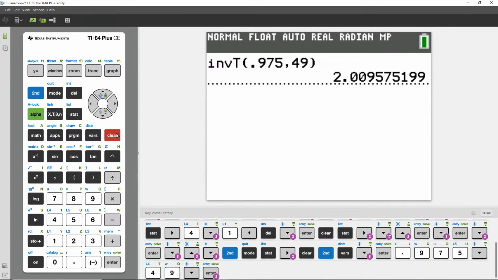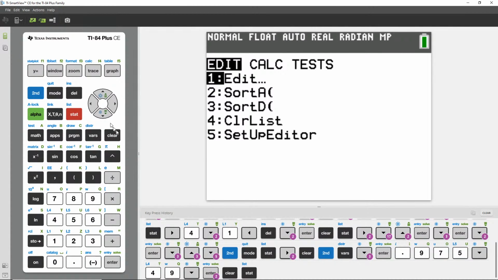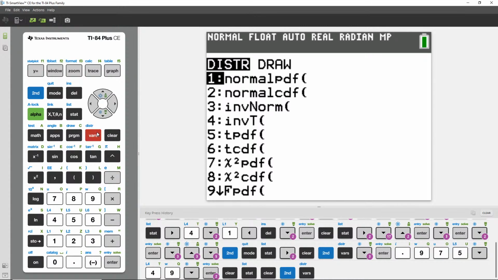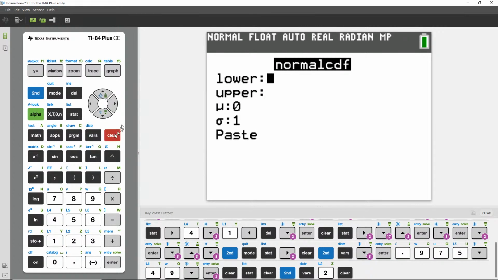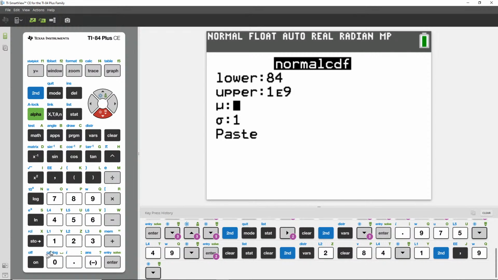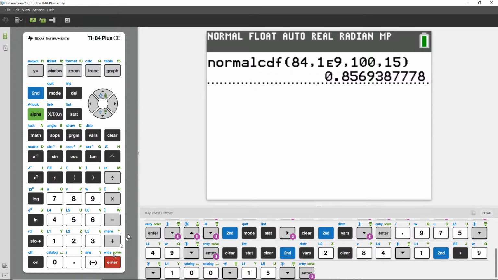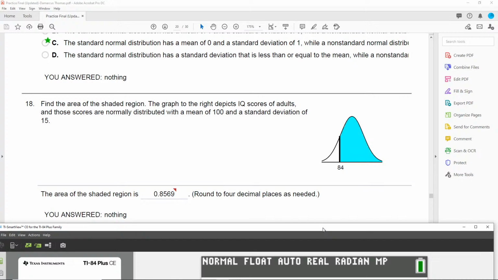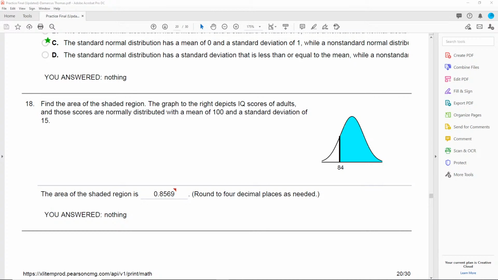So you're going to go into, actually not stat, second distribute, normal CDF. Your lower bound, again, 84. Upper bound, some large number. Your mean is 100 because we're talking about IQ scores, and the standard deviation of IQ scores is 15. So we got 0.8569. 0.8569 is good. So that's how you work that one out.